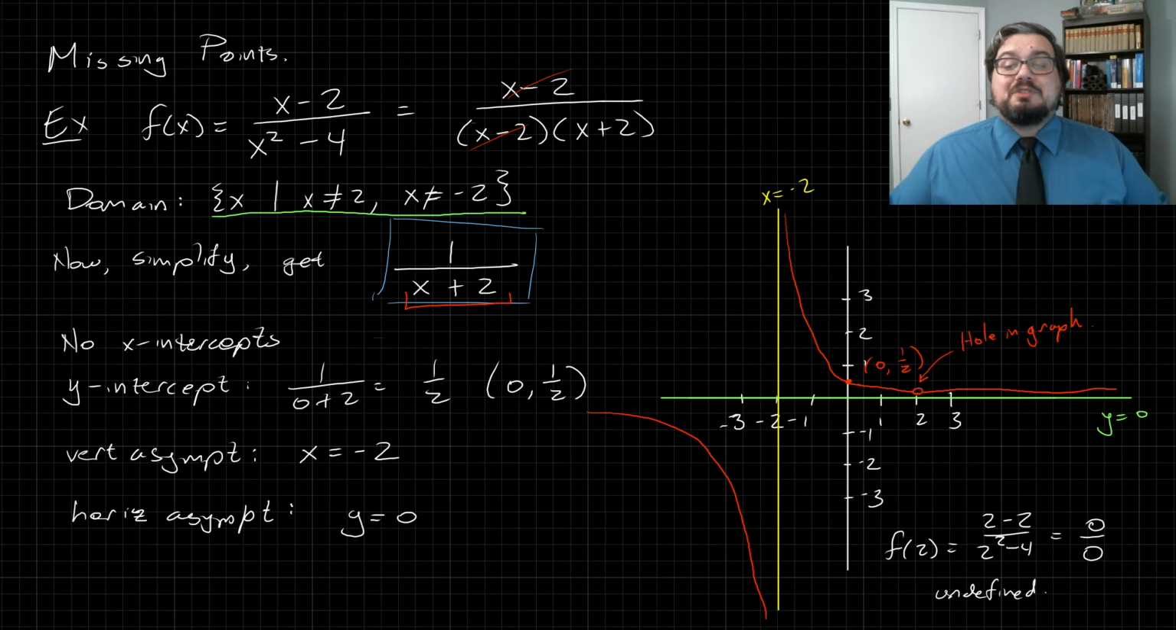Now, this only happens when a factor disappears completely from the denominator. Sometimes you'll have a repeated factor in the denominator where some of the factors are canceled, but the factor still remains, in which case you'll get an asymptote at that point and you won't have to worry about it. You only need to worry about it when there are certain factors that disappear entirely from the denominator when you go through the simplification process, like the x minus 2 factor did here.